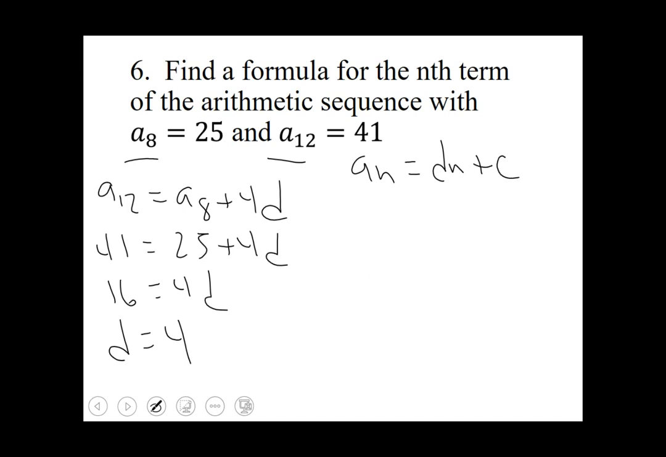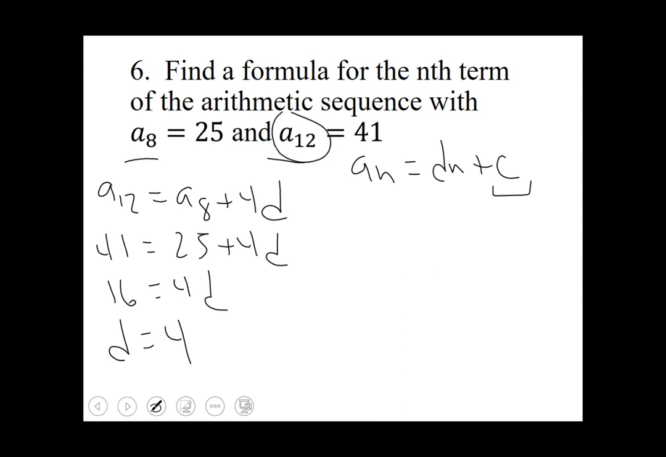If I then keep in mind that I'm going to use a sub n equals dn plus c, keep in mind here I'm actually using both forms of the equation in the same problem, perfectly fine. In order to make this work, I'm going to have to go ahead and find c, which again is the 0th term. I don't know the first term, so the easiest way for me to find this is now to set up a second equation.